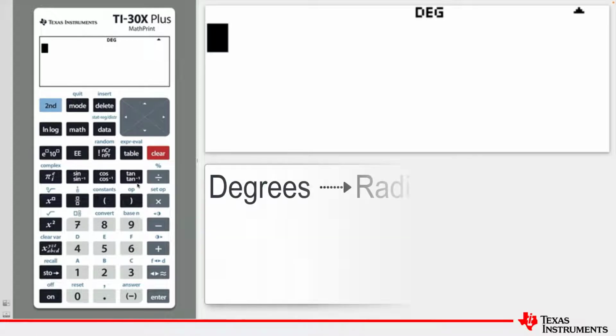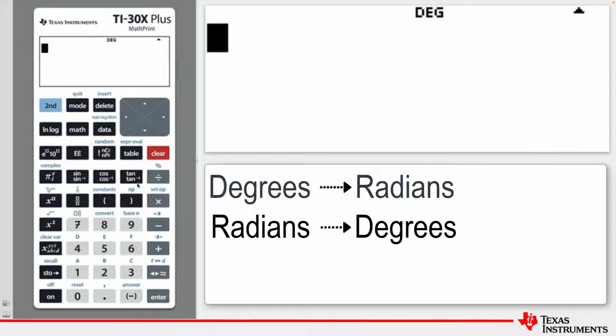Conversions between degrees and radians are handled in the following manner. To change from radians to degrees. Note that on the calculator display it is in degree mode.